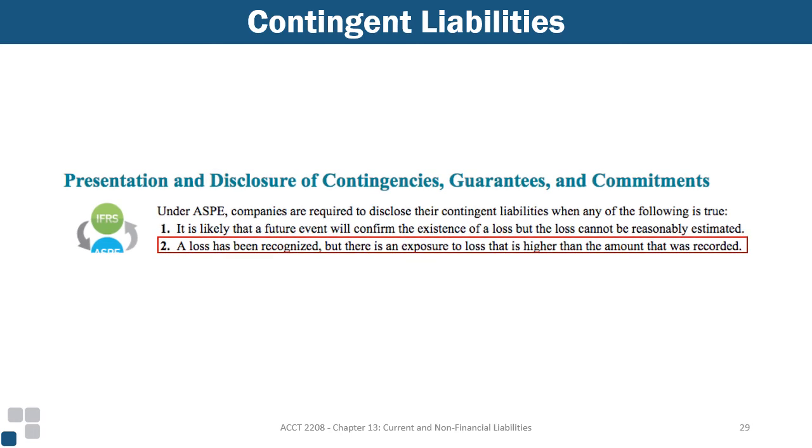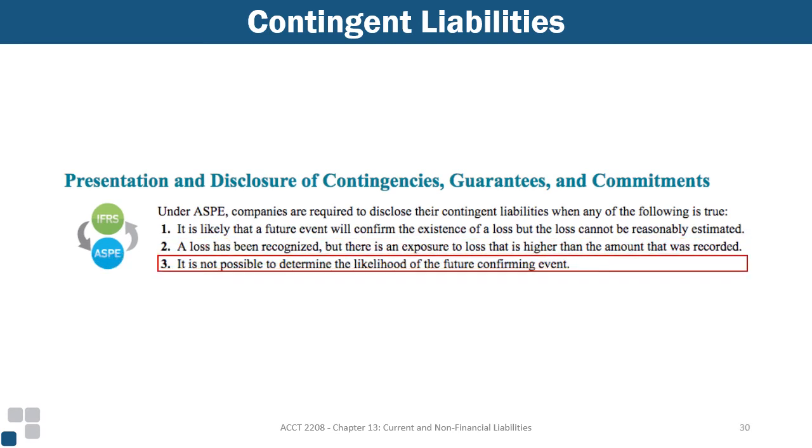In the second case, a loss has been recognized and there's an exposure that's higher than the amount that was recorded. So a good example of this is somebody slips and falls. They sue you for $1 billion. And your lawyers think it's only going to be $1 million, and so you would record the $1 million and potentially disclose in a note to the financial statements the $1 billion. In the third case here, it's not possible to determine the likelihood. There's really not much we can do, right?